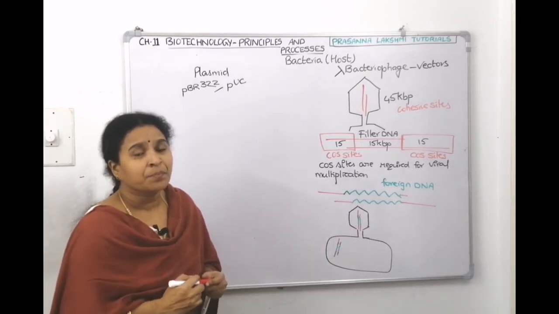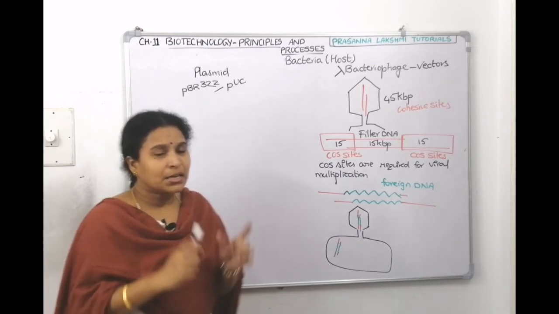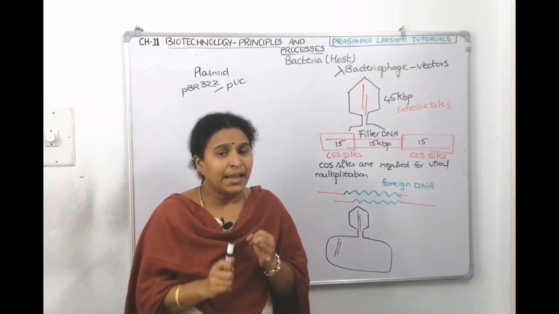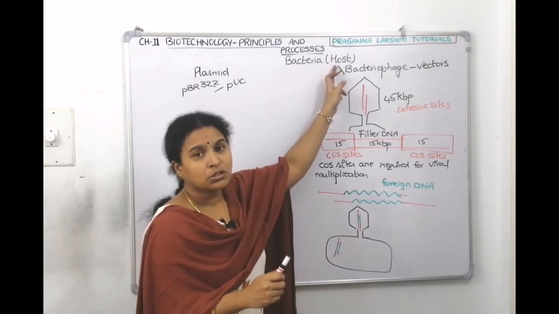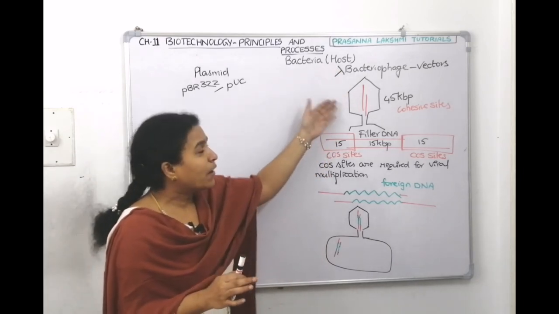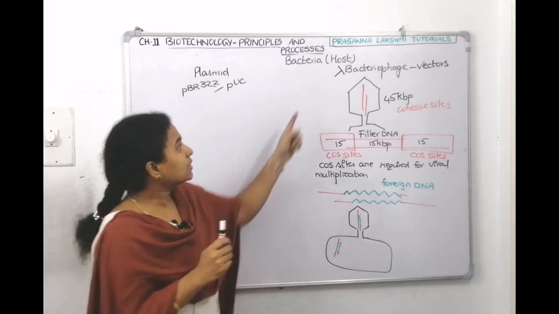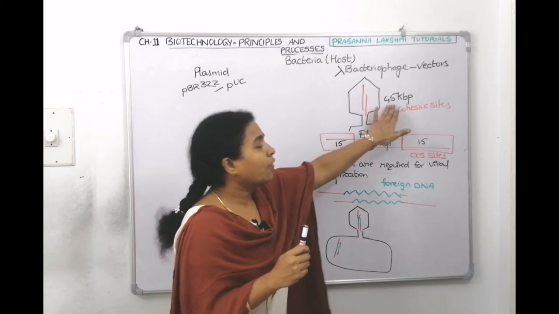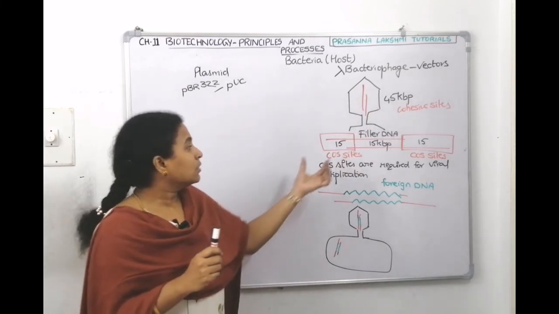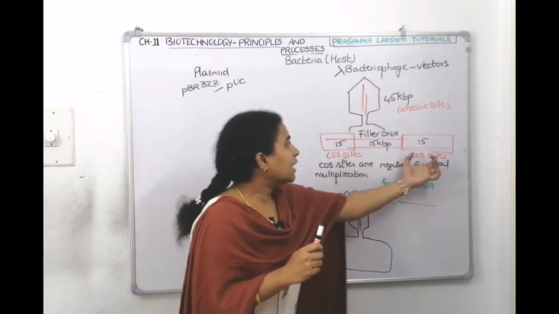So, this is what a vector is. What is a vector? Vector means it's a vehicle, a carrier. It takes your foreign DNA into the host. Who is the host? Bacteria is the host. How are you sending? With the help of virus. What is the virus? Lambda bacteriophage is the virus. How much is the length of the DNA? 45 kilobase pairs. So, this side and this side are cos sites.